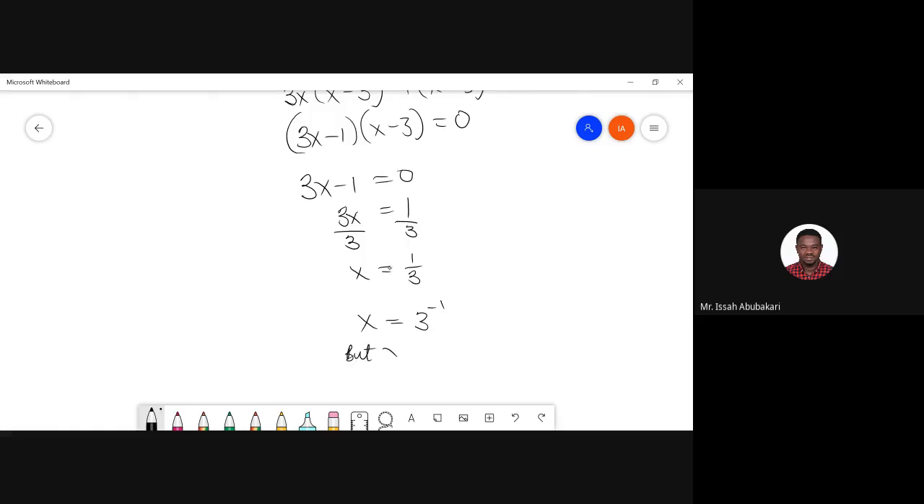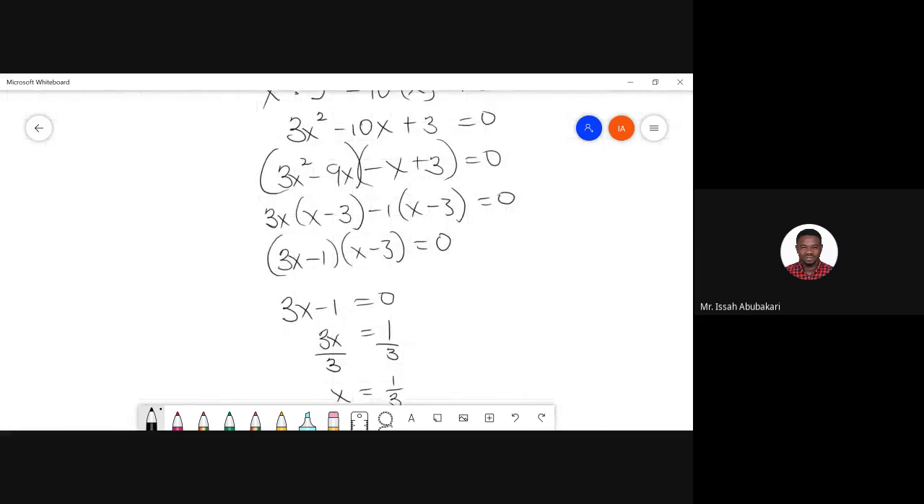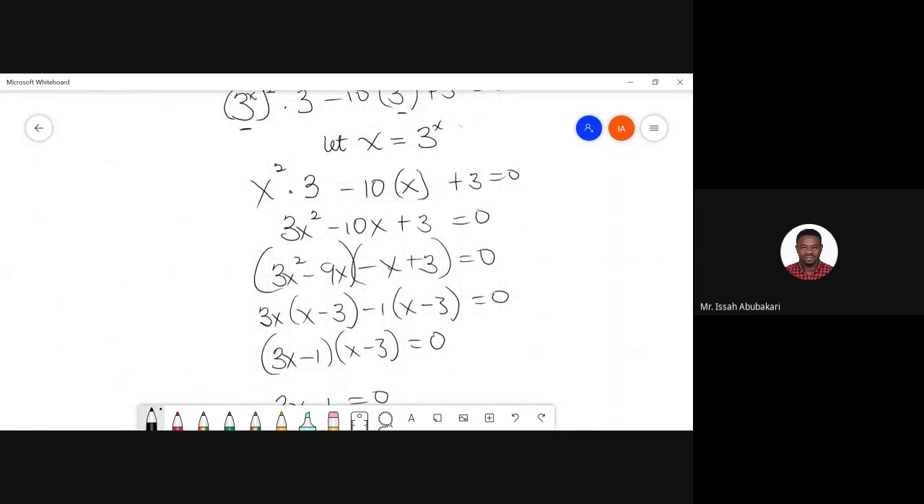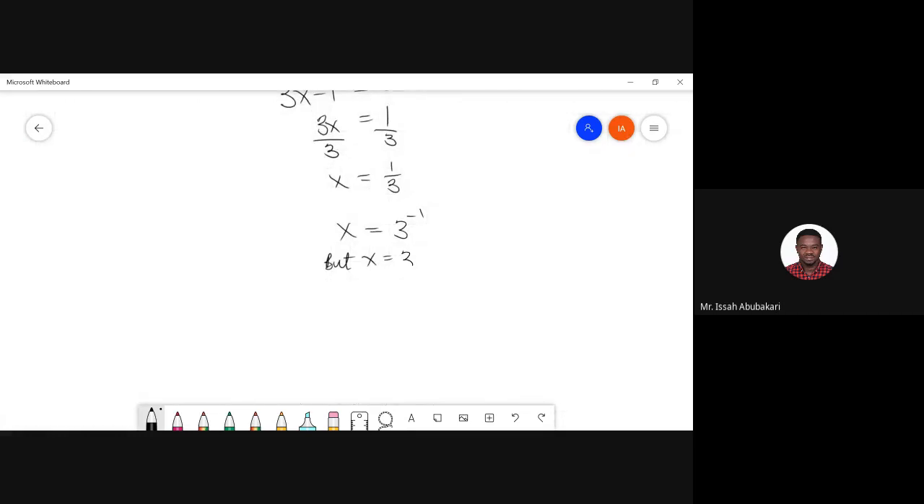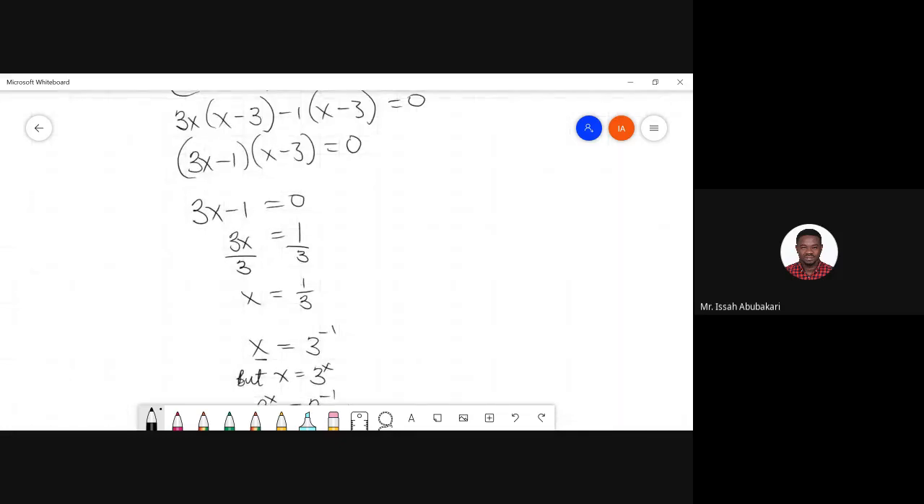But our x from the beginning of the solution is equal to 3 exponent x. So x is equal to 3 exponent x, and we are going to replace this one by 3 exponent x. So 3 exponent x should be equal to 3 exponent minus 1. And since we have the same base, we can equate the exponent. x is equal to minus 1. And then we find the other one, which is x minus 3 equals 0. And we find x, our x is equal to positive 3.